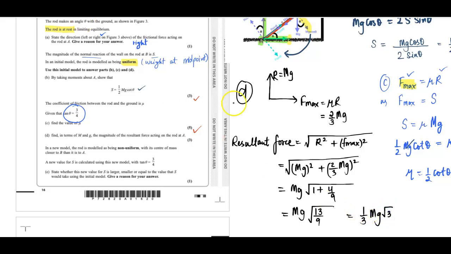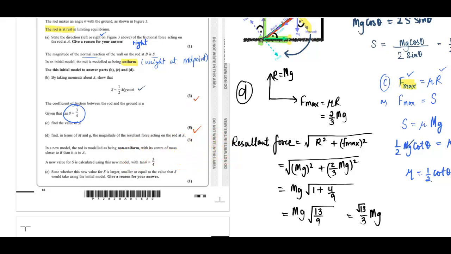It's not looking nice. Let me write it back. It would be root 13 over 3, Mg. Is it looking better? Yeah. So this is what the answer for D part is.